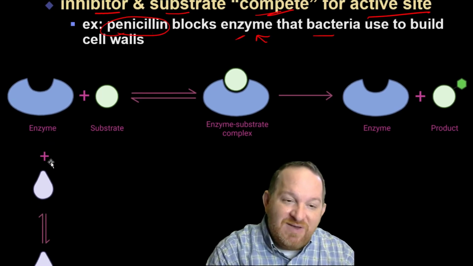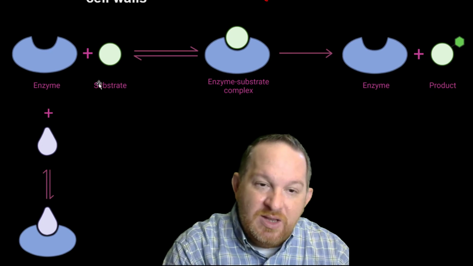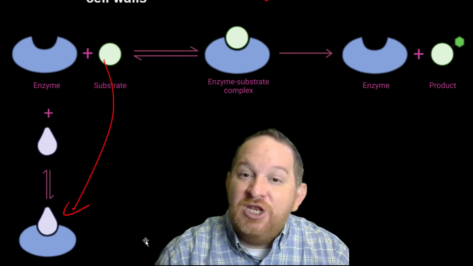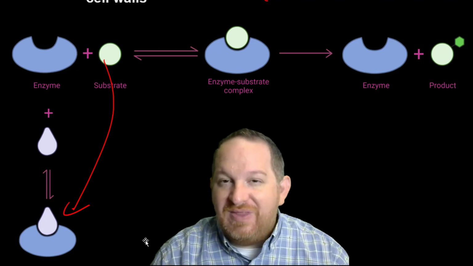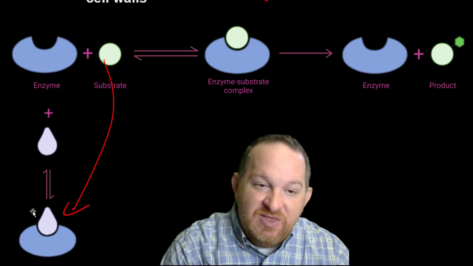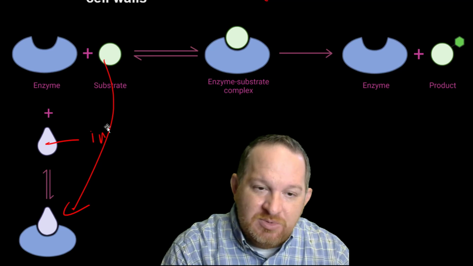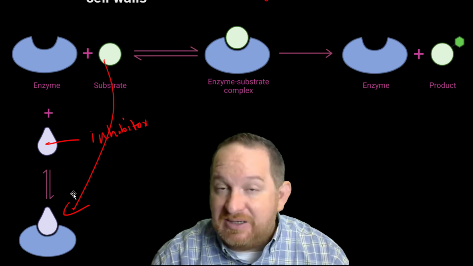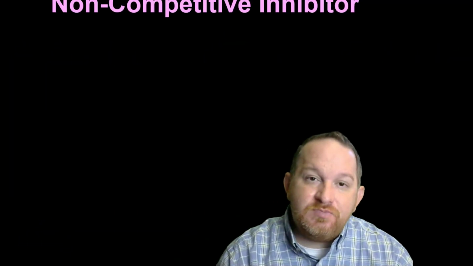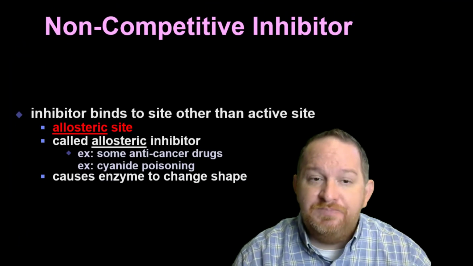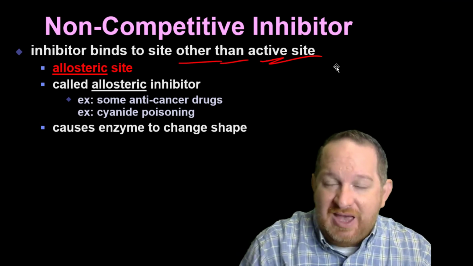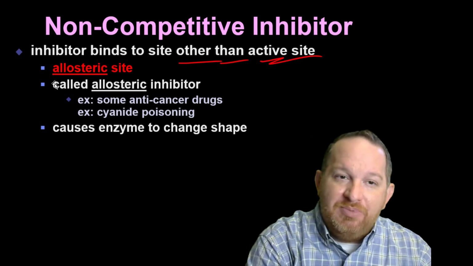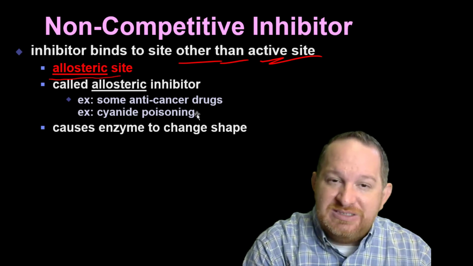But if you have, as you see, the competitive inhibitor, this substrate can no longer bind. They are competing for the active site. This inhibitor, right, that's the inhibitor right there, inhibits the substrate from binding. It's competitive. A non-competitive inhibitor binds somewhere other than the active site. We call that place the allosteric site.